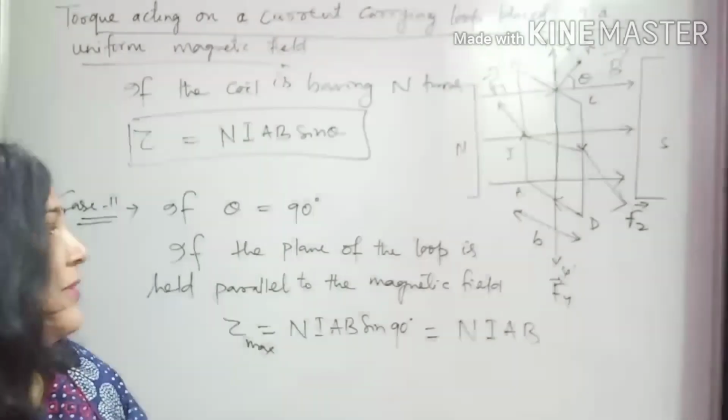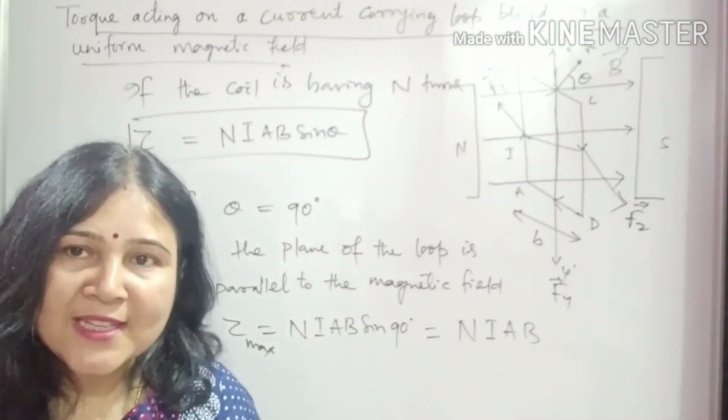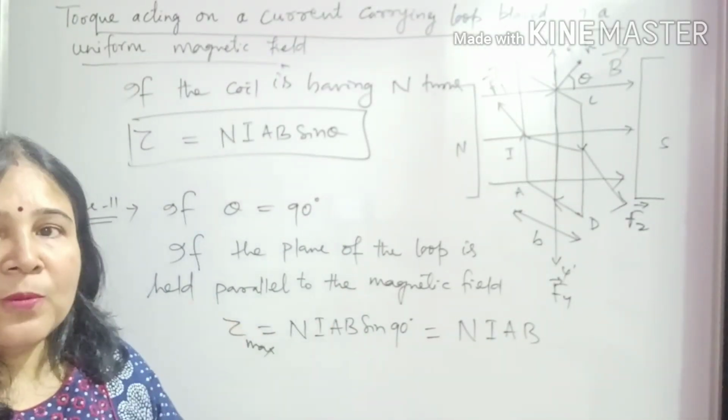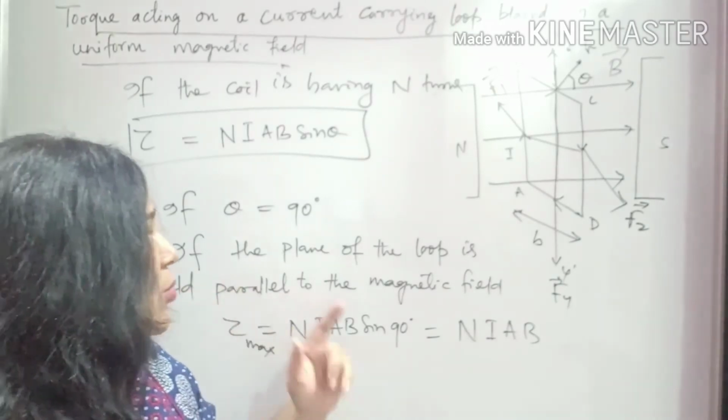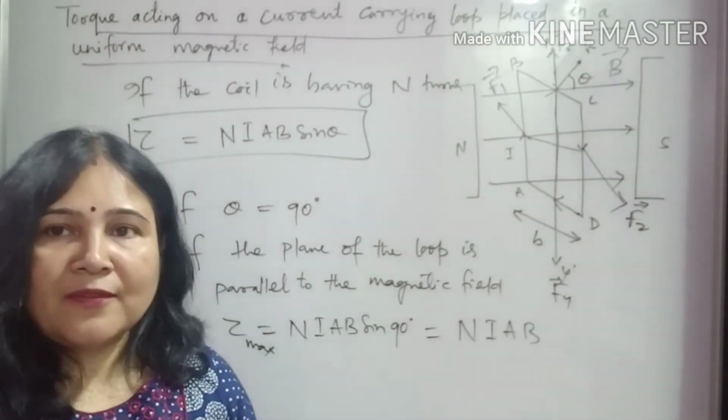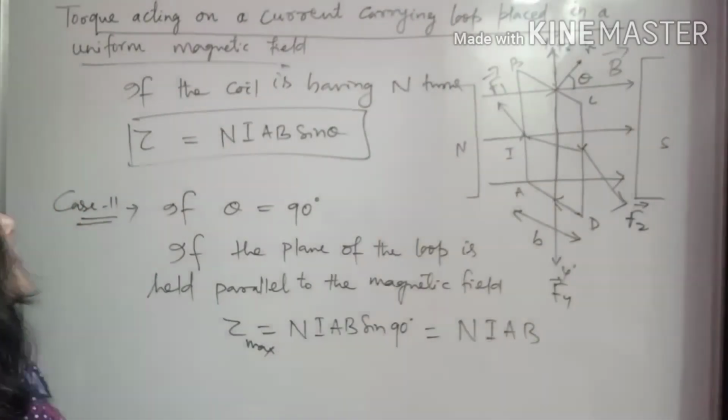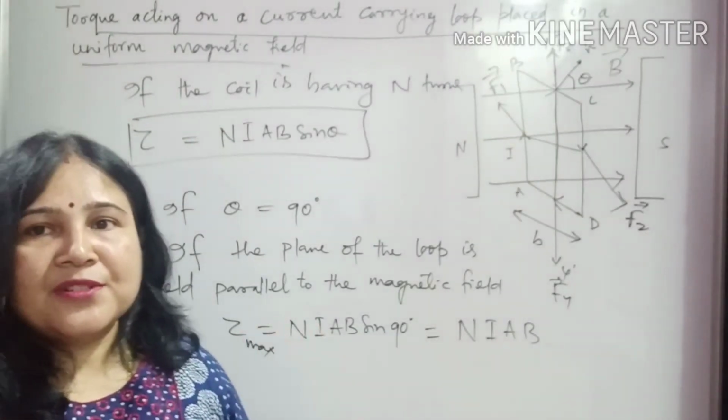So here tau has the maximum value. In which case? If theta is 90 degree, or if the loop carrying current is placed parallel to the magnetic field. Okay, so this is the torque acting on a current carrying loop and its different cases.